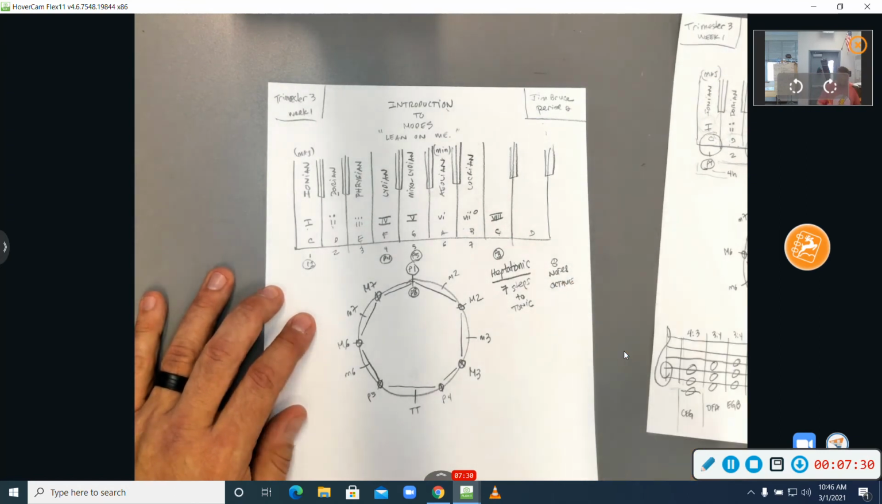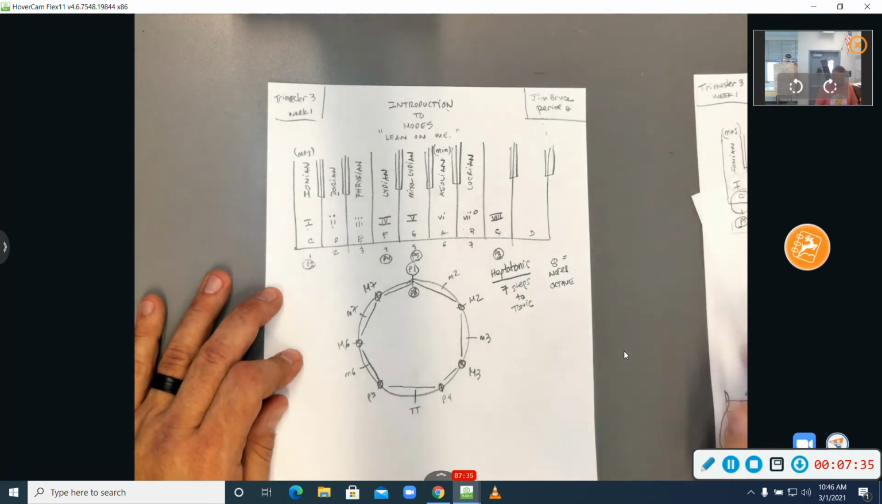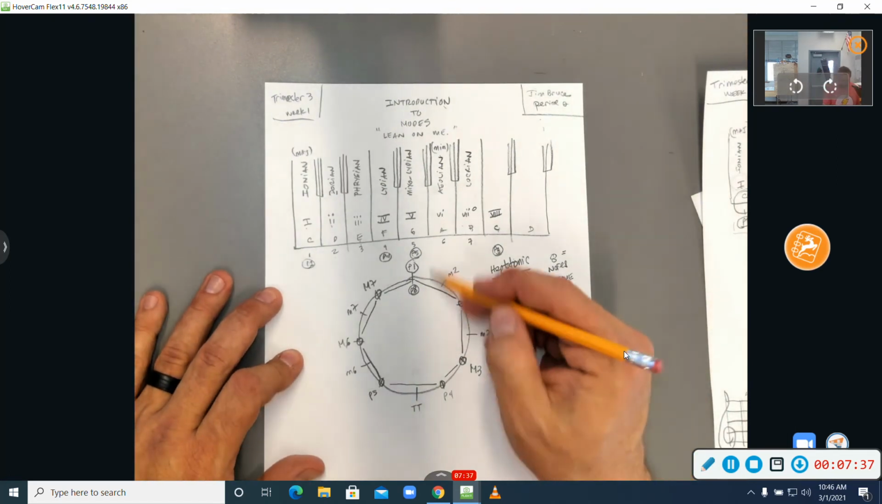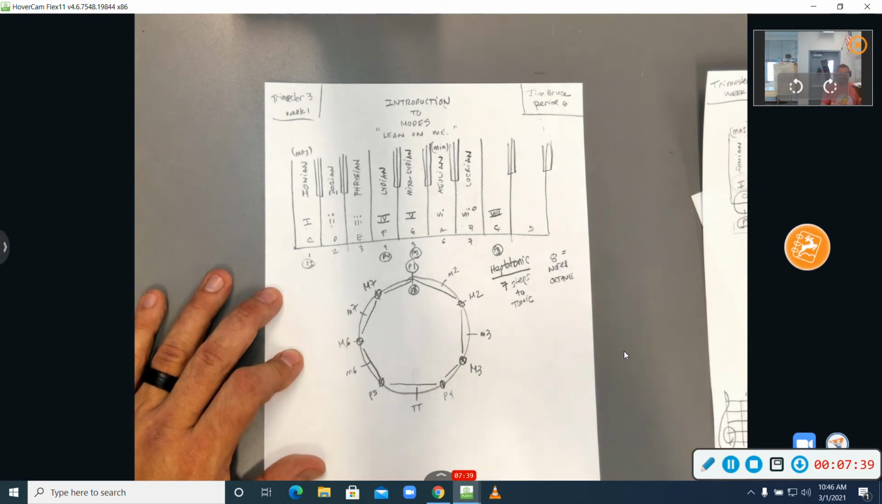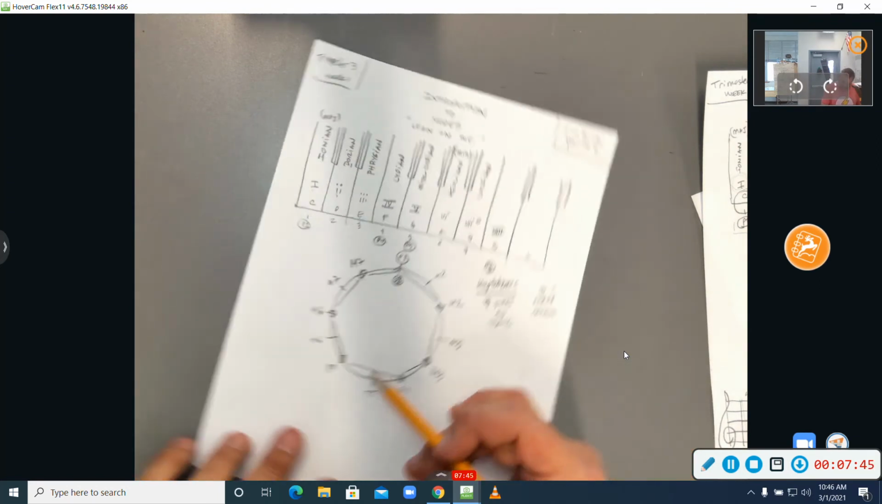And that's why they called it that. All right? 7 steps, 8 notes, octave. Coming back to what looks like the same note, but it's not. It's actually an octave above or an octave below. So to translate these things, I'm going to put them here now for you as well.